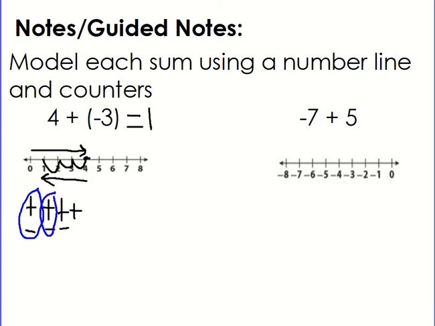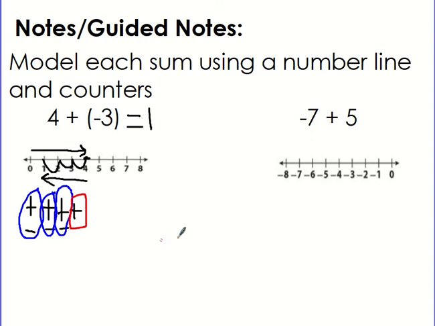And then I have another one here. There's another zero pair. So that's 0 plus 0. That's just 0. I have one more here. So now I have 0 plus 0 plus 0, and I'm left with this 1 positive. So that's what it looks like with counters. That's just the problem. That's the sum. I took 4 positive, I added 3 negative. Because of zero pairs, we end up with +1.